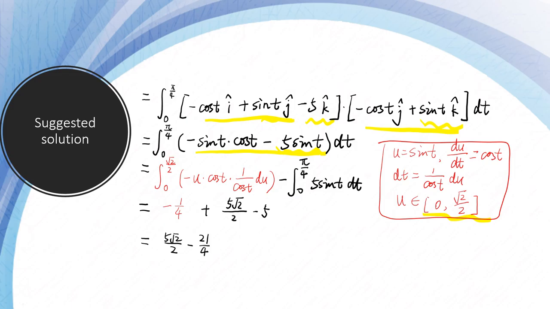Then we come back to the equation. The negative stays negative, sine t will be u, cosine t stays cosine t, and dt will be 1 over cosine t du. And the limit of u is from 0 to root 2 over 2. The second part we just keep, and it's easy to solve. Then we do subtraction, and the cosine t will be 1. So we can get the answer. The first part is negative 1/4, and the second part is 5 times root 2 over 2 minus 5. So this is the final answer.